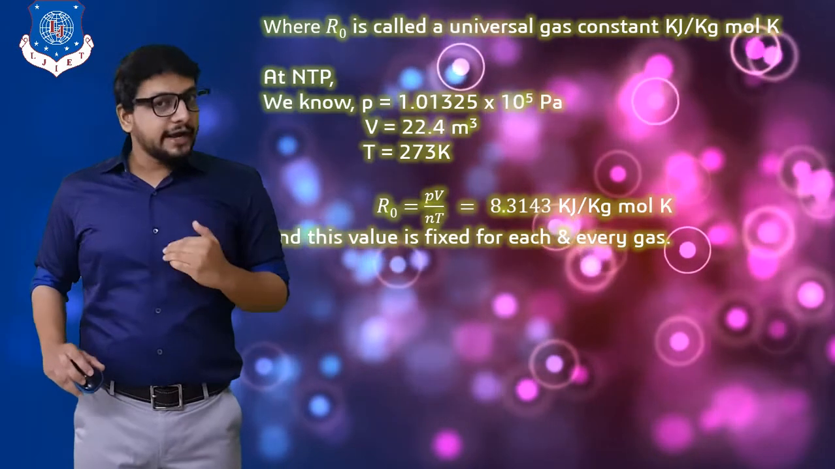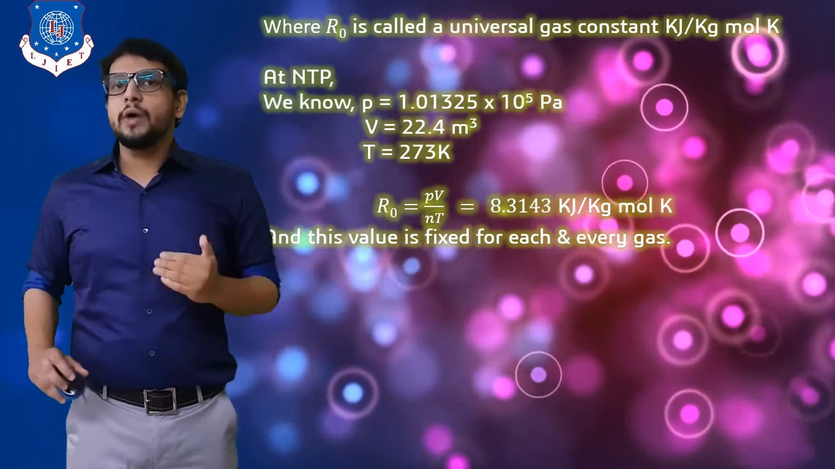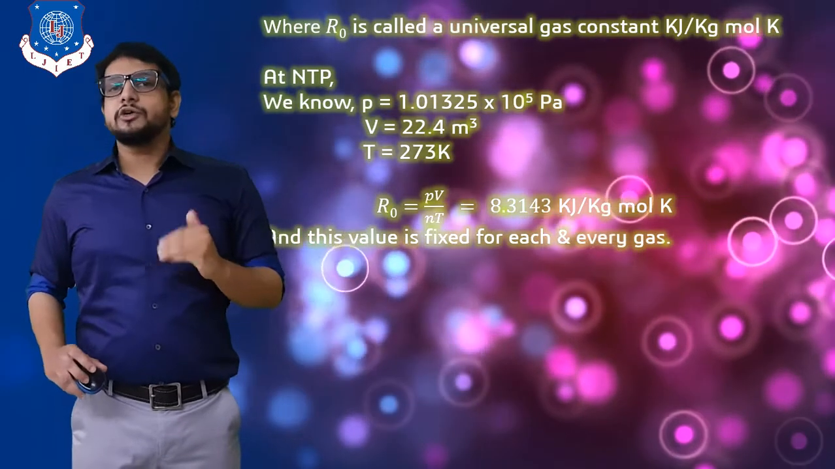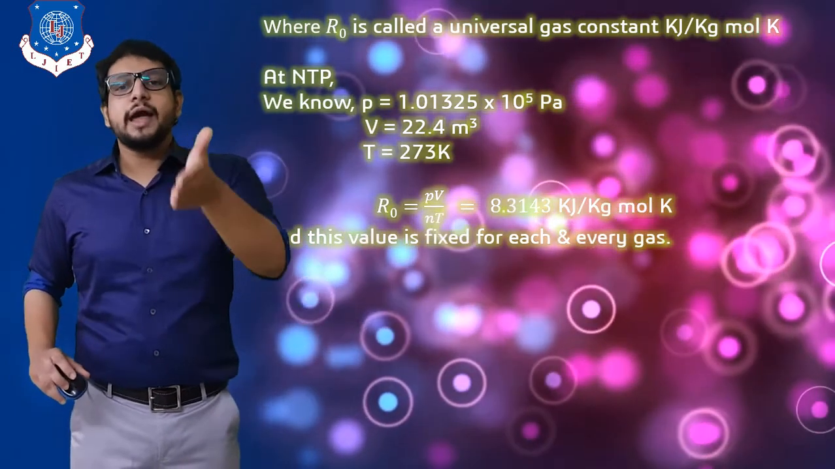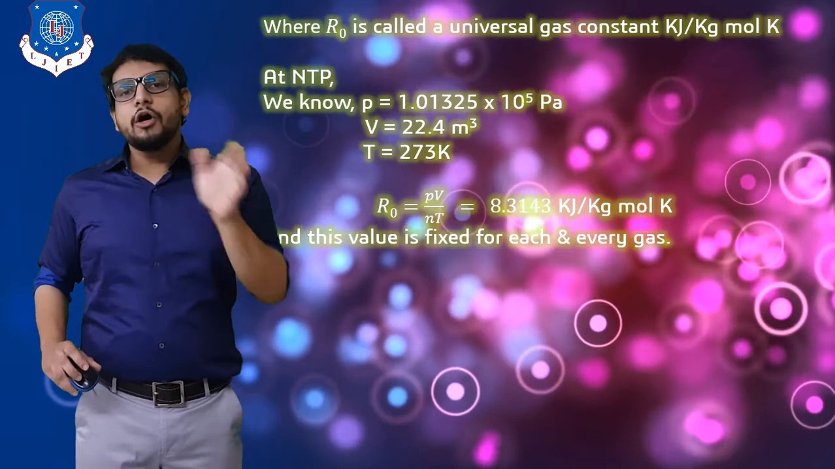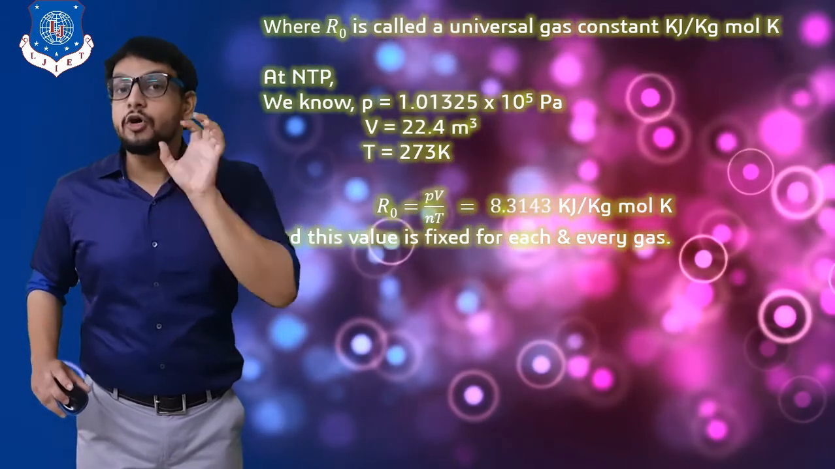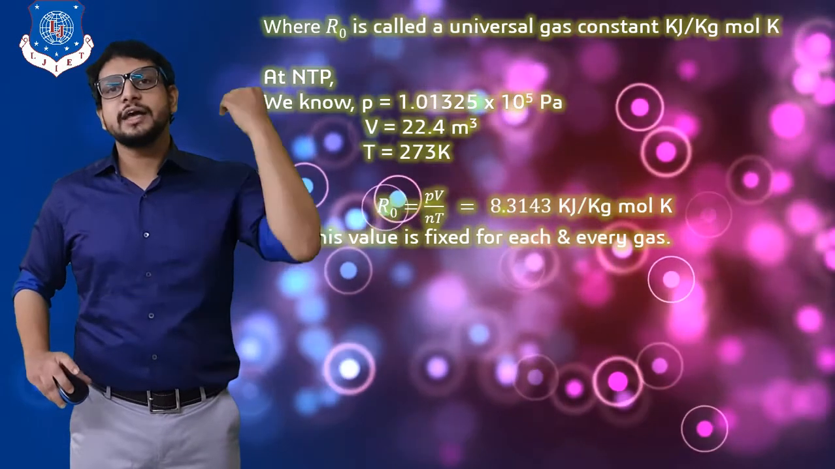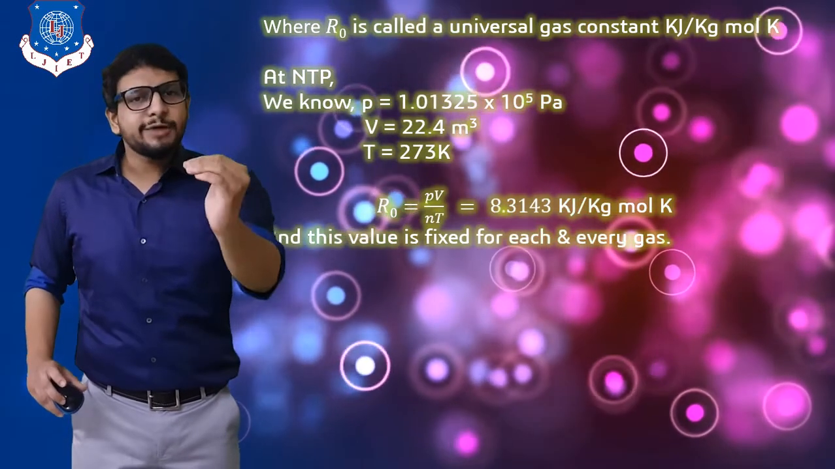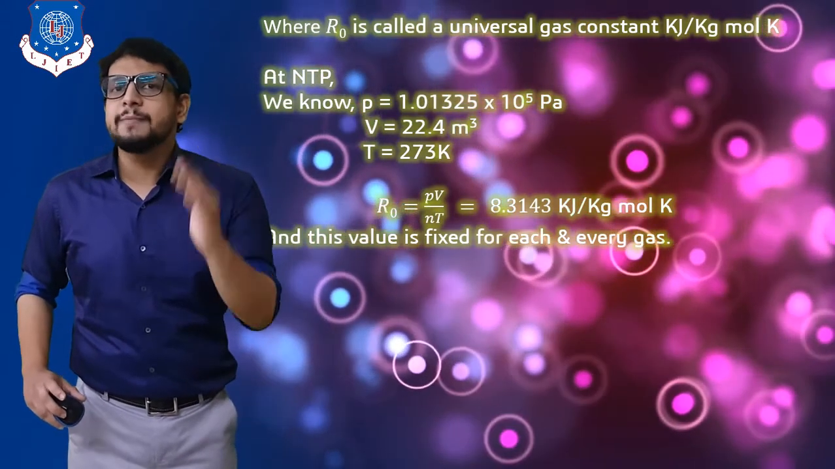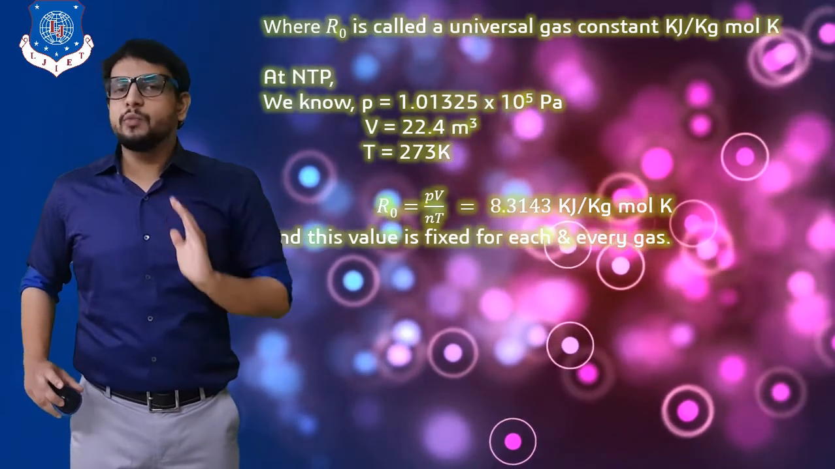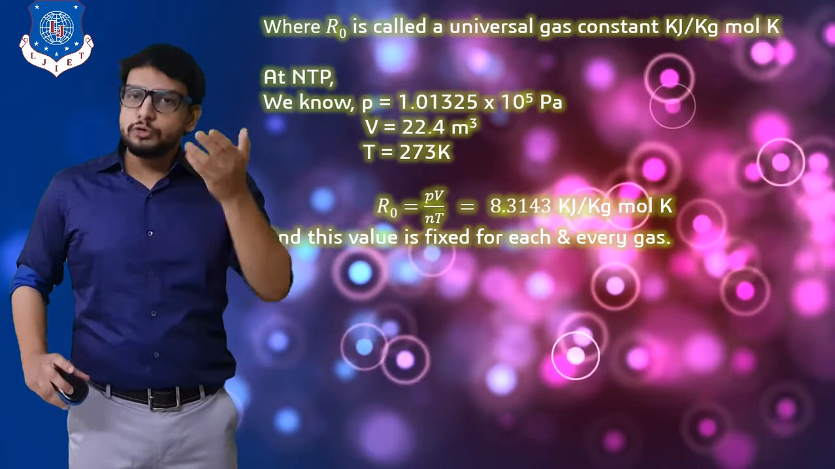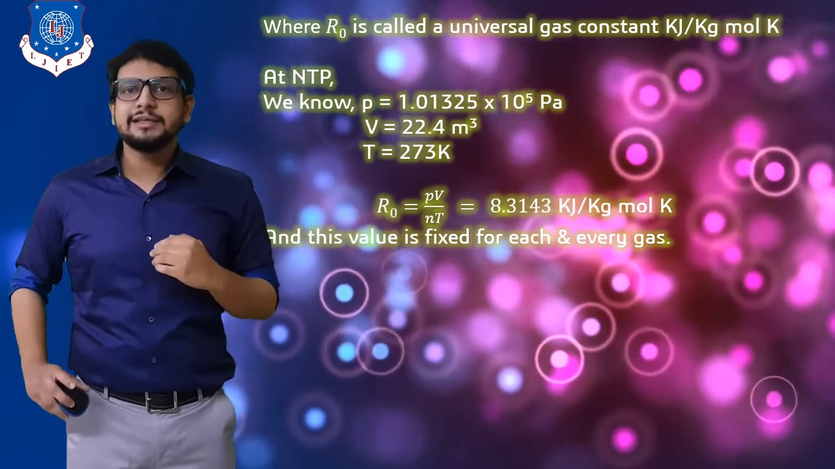Now we have obtained our ideal gas equation, that was PV is equal to N R naught T. So making R naught the subject, the equation becomes PV upon N T. Now we have all the values. The values for all the gases, either nitrogen gas, oxygen gas, hydrogen gas, any type of gas, at NTP condition are going to remain fixed. That is, P is going to remain 1 bar, volume is going to remain 22.4 meter cube, temperature is going to remain 0 degrees Celsius, that is 273 Kelvin.